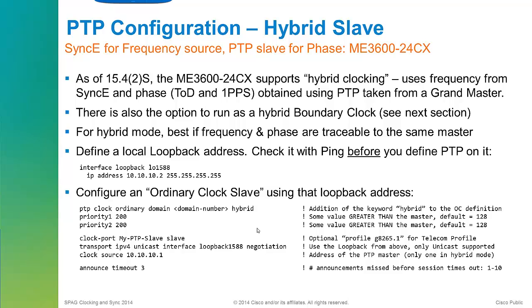The 2CX is very much the same as the 903. It supports it as of 15.4.2, which I think was January, February this year, 2014. Again, you can only have a single clock source in hybrid mode. You can also support it in a hybrid slave. The telecom profile is supported because it's a slave. It's not supported in boundary clock, but it is supported in slave and master, even hybrid.